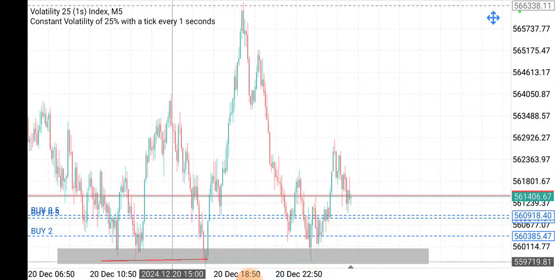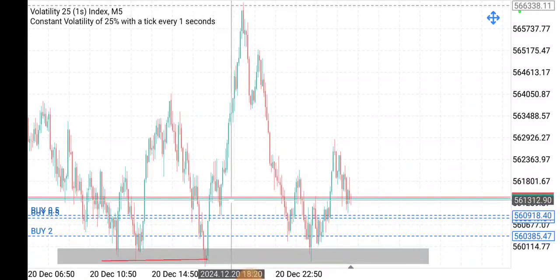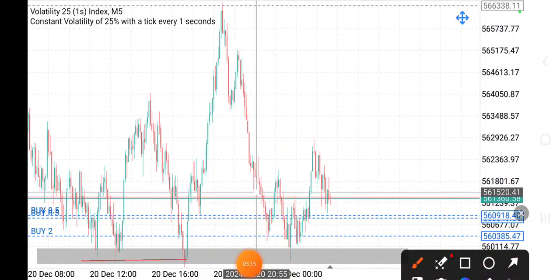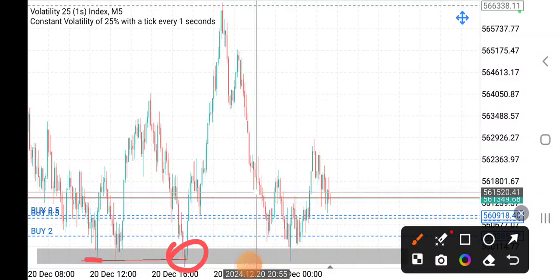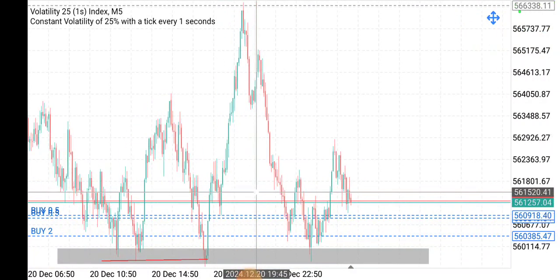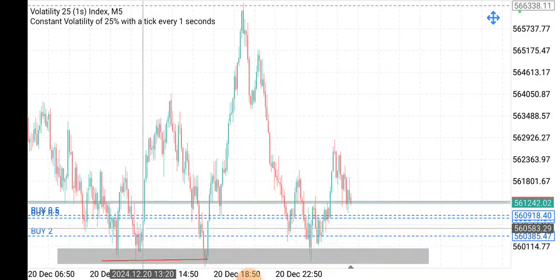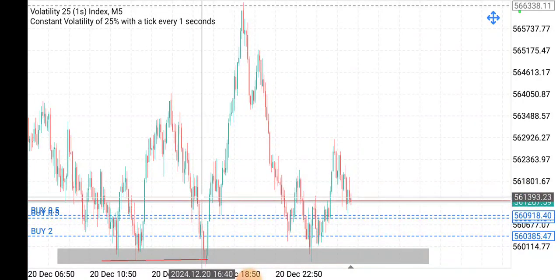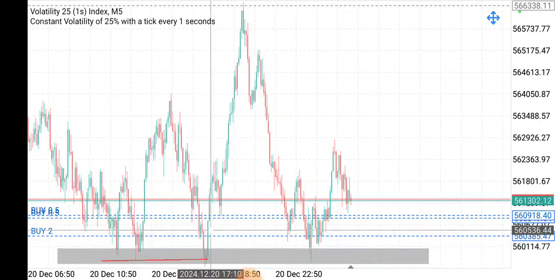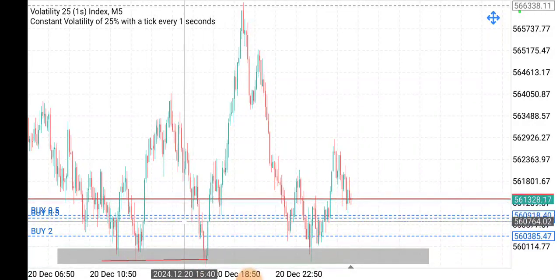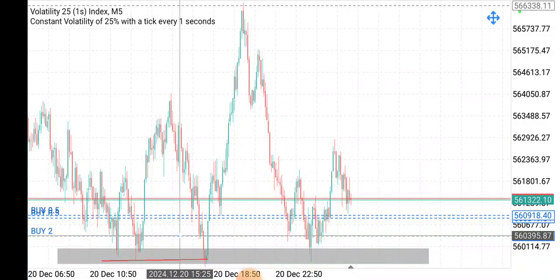So this liquidity sweep right here, it swept over a valid order block, which is this. This is a valid order block. So it came and swept it all the way down. So this makes this a valid liquidity sweep. That is first thing first.